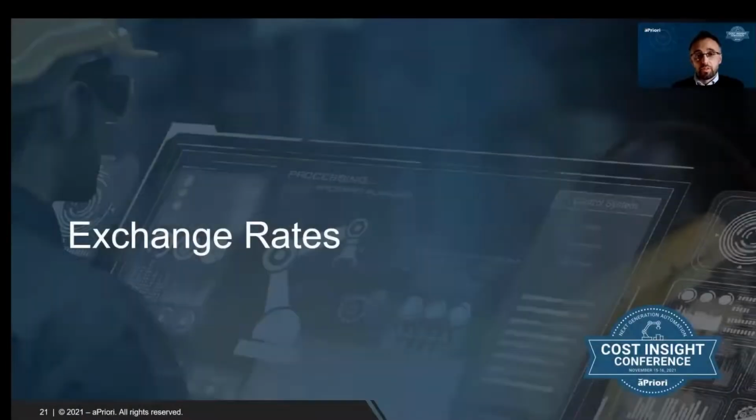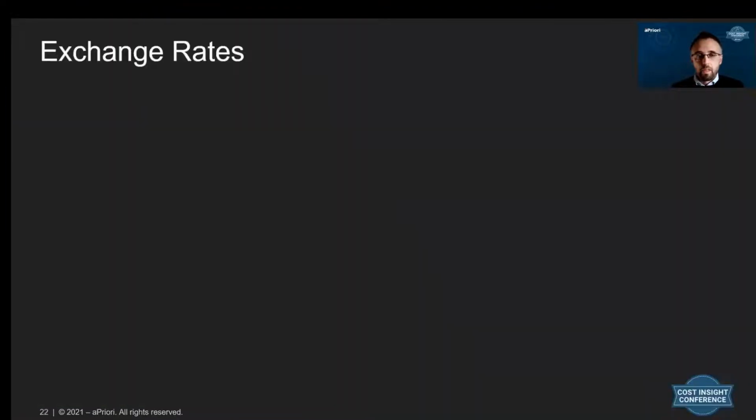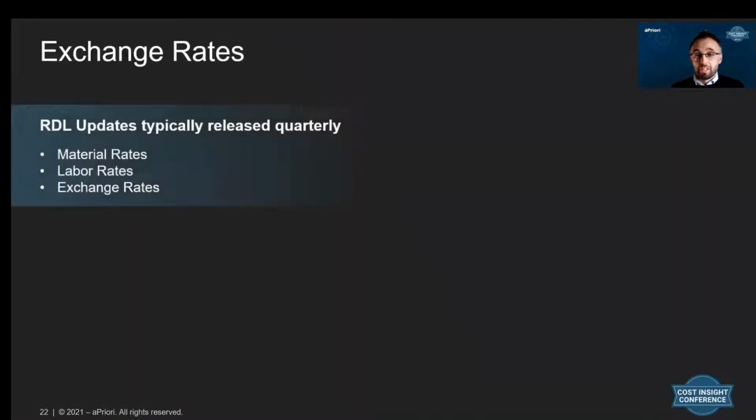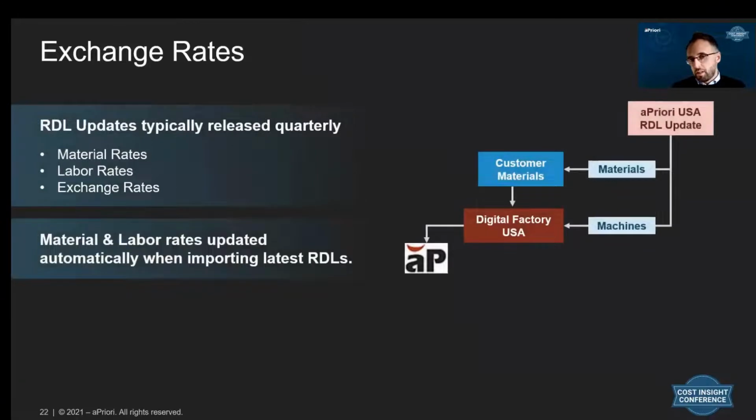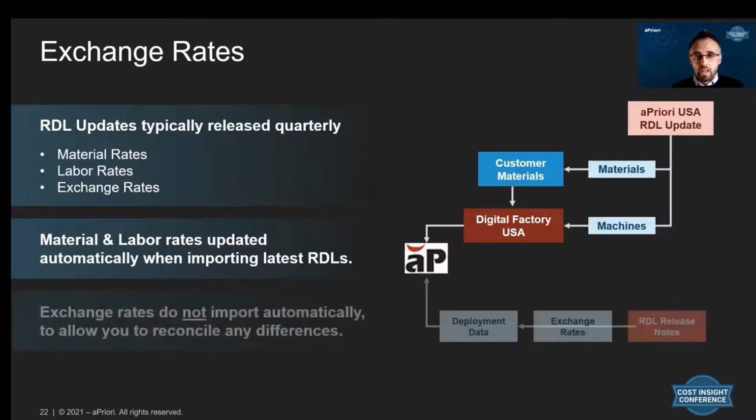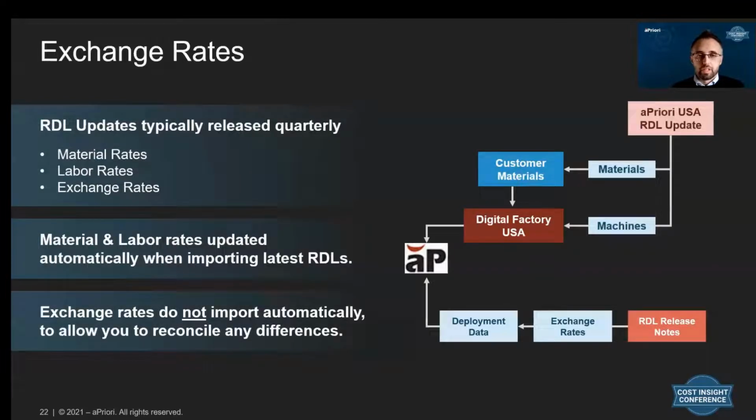And finally, let's move on to exchange rates and how to manage these within aPriori. So at the moment, updates to our regional data libraries are typically released quarterly, and these consist of updated material rates and also labor rates. However, exchange rates are treated slightly differently. So while material and labor rate updates can be pulled through automatically when importing a new regional data library, exchange rates will not be updated.